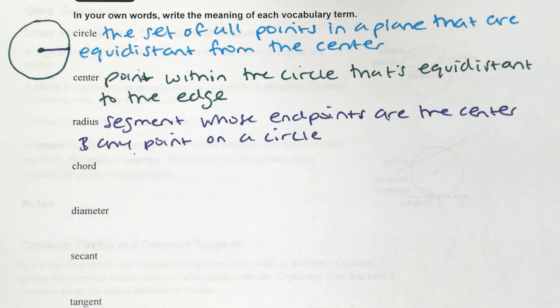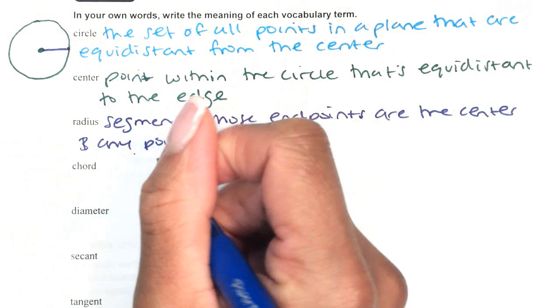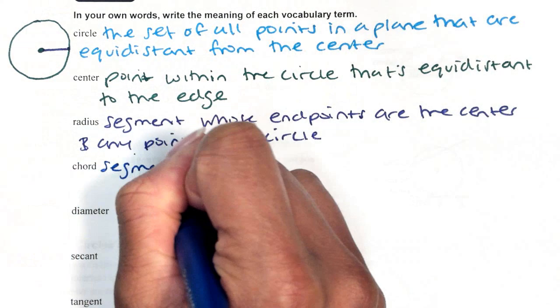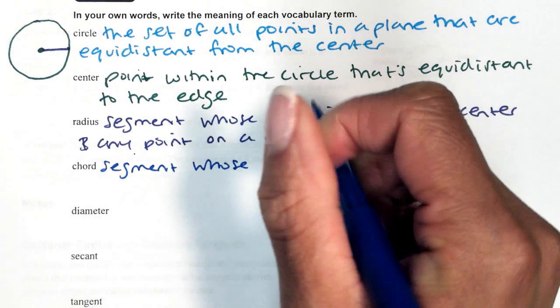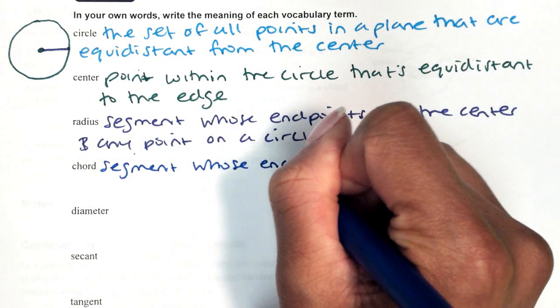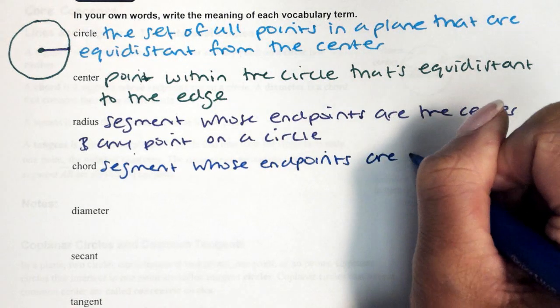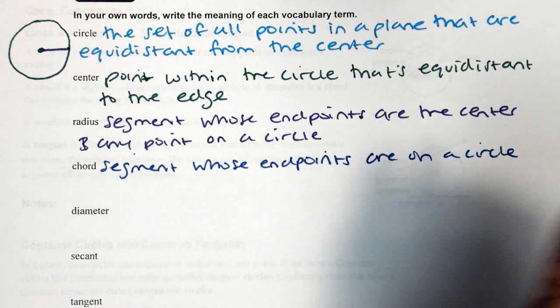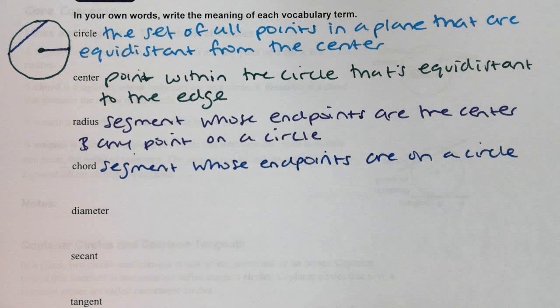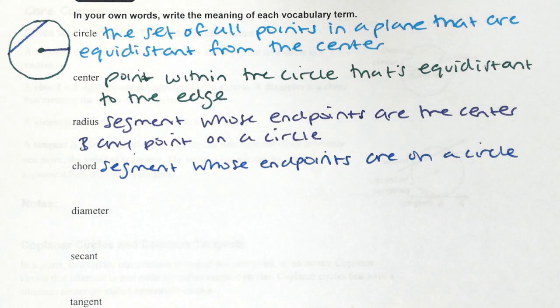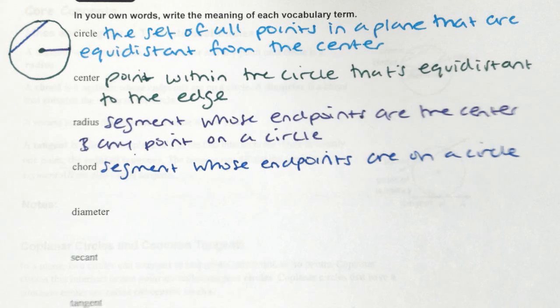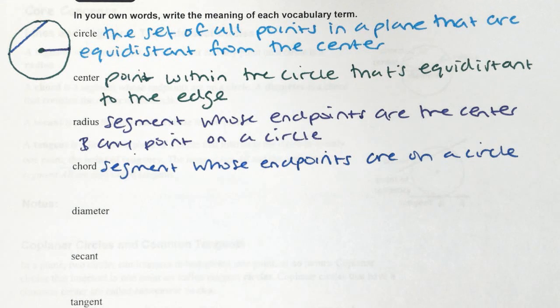Then let's talk about a chord. We wrote down what the chord was, and the chord is a segment whose endpoints are on a circle. Note the chord just connects from one endpoint to the other. It does not have to cross the center. So it's just the chord. And on to our next definition, which is diameter. Remember, diameter is where it does cut through the center.